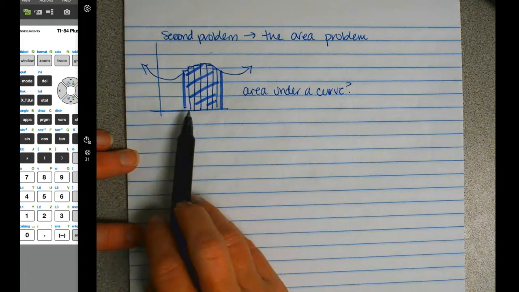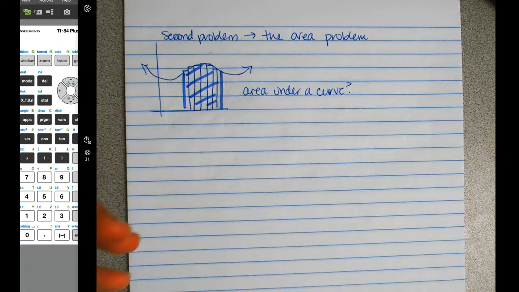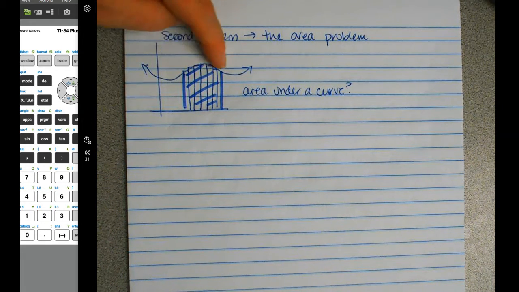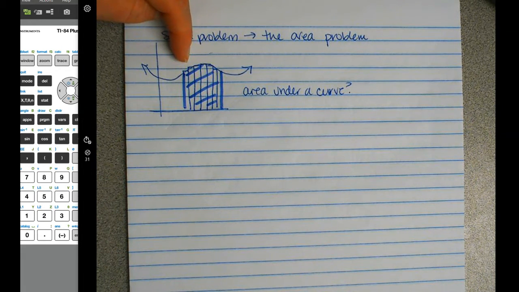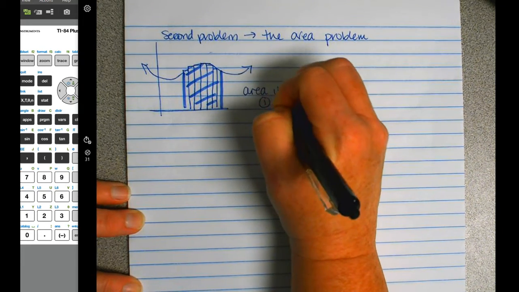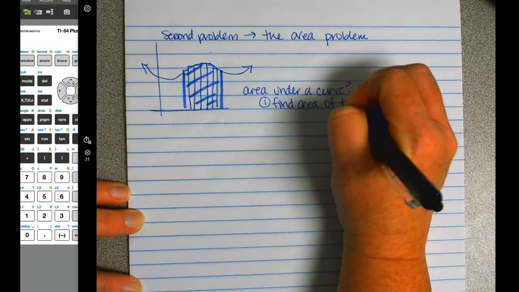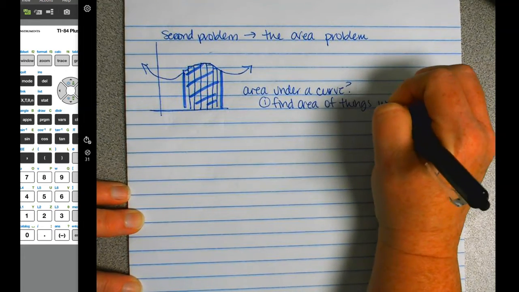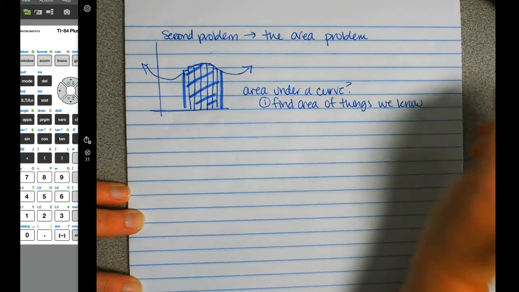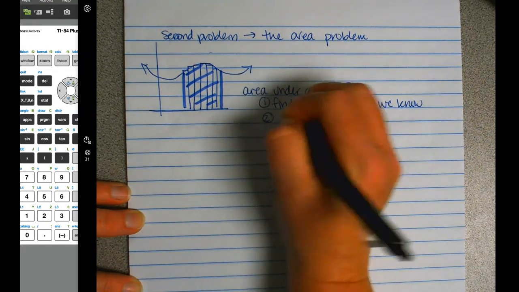We could have found 1, 2, 3, 4, 5, 6, 7. That's what I've drawn in here. 7 rectangles, and they look pretty close to my curve. That'd be a pretty good estimate, right? So how would we get a better estimate? Right? So what we did first was find area of things we know. How do we get a better approximation?